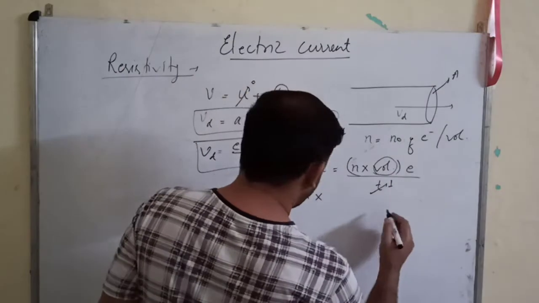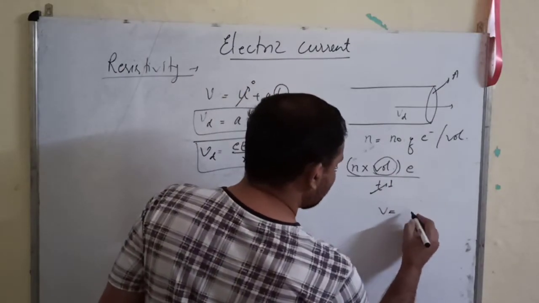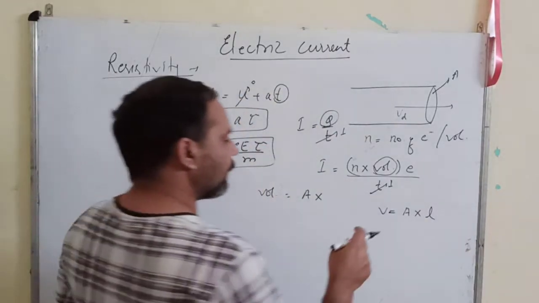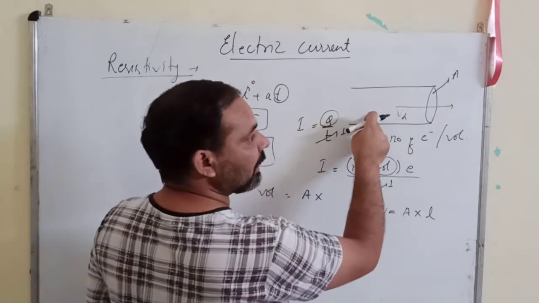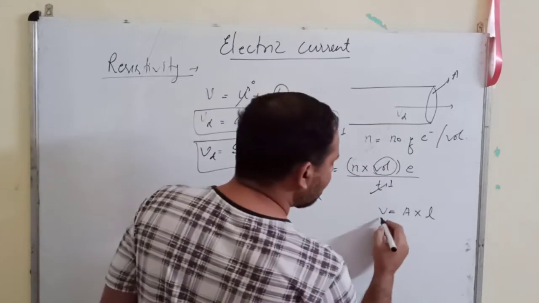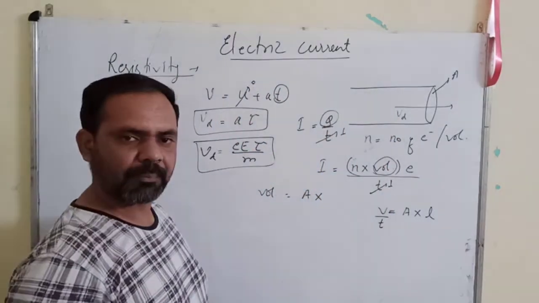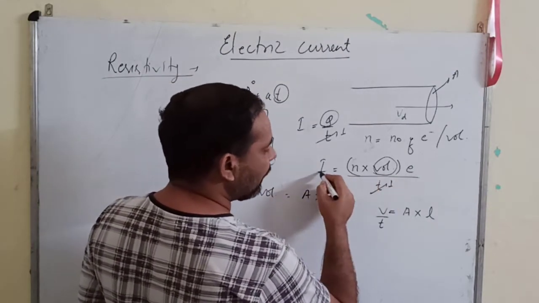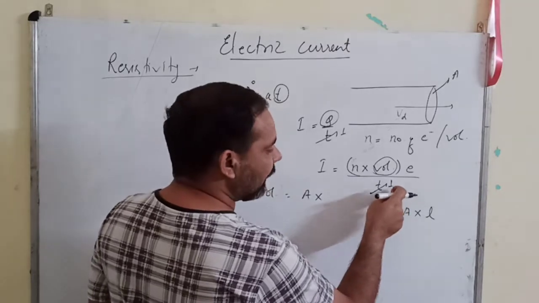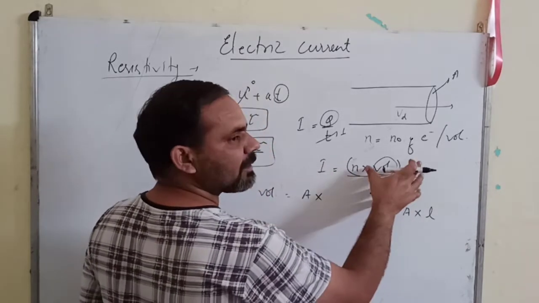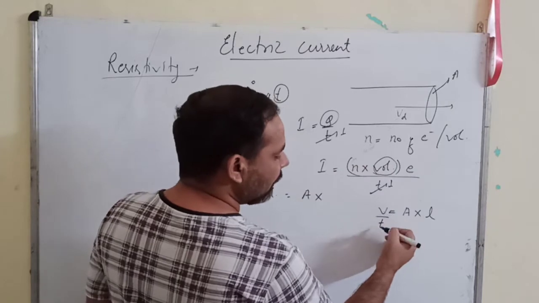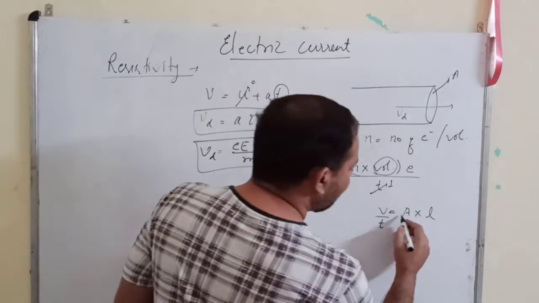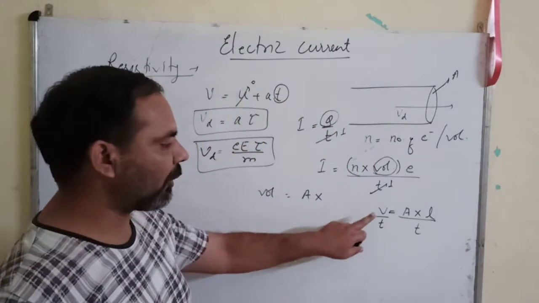Once again, volume is equal to cross-sectional area multiplied by length. Now, how much volume of charge is passing through the conductor per unit time? That will be V upon T. Why are we taking volume per unit time? Because we have this formula I where T is 1, so it means that per unit time you are considering this expression. So the volume of charges flowing through the conductor per unit time will be V upon T.